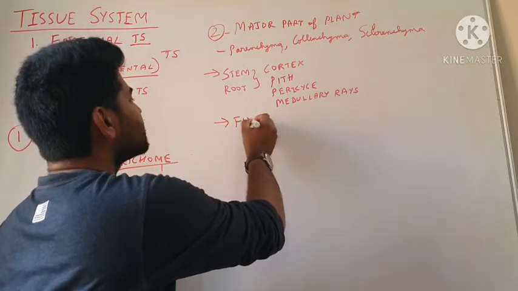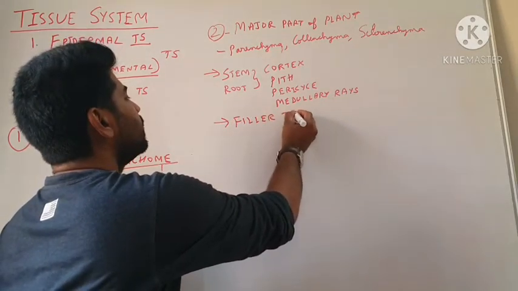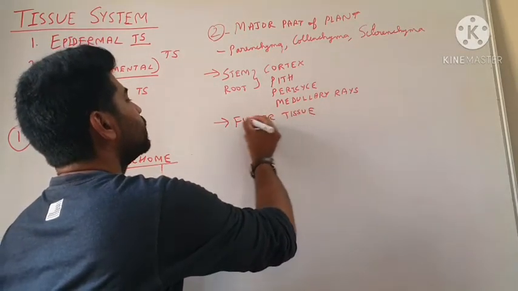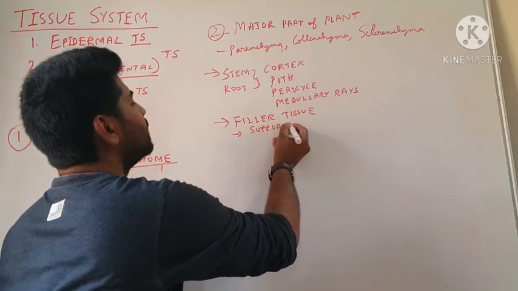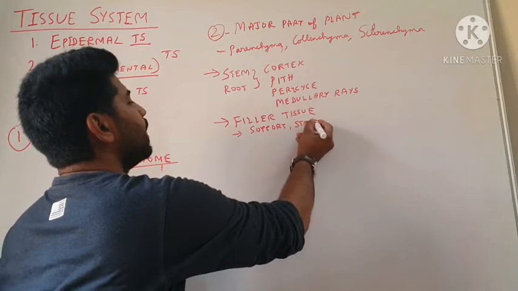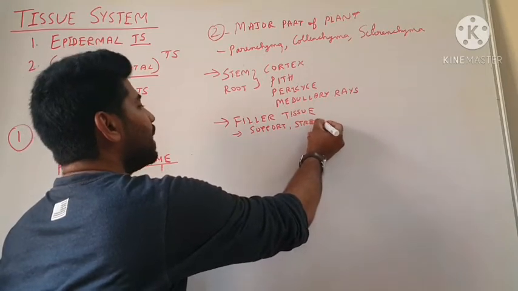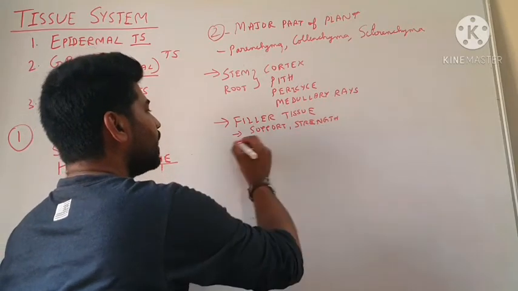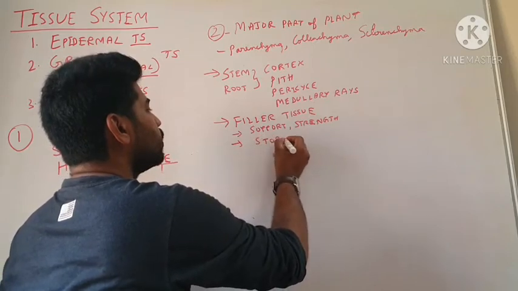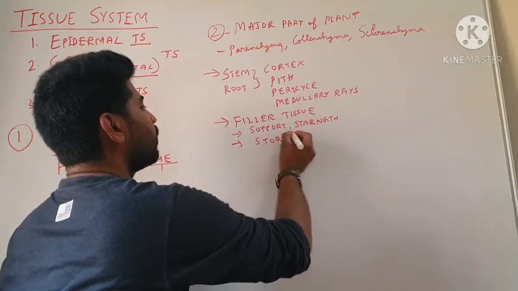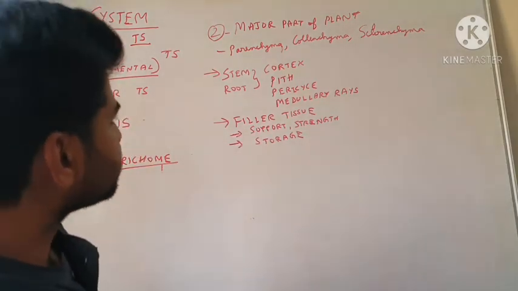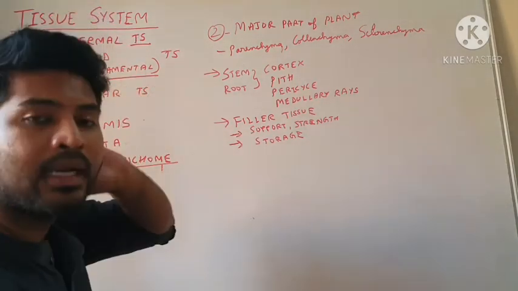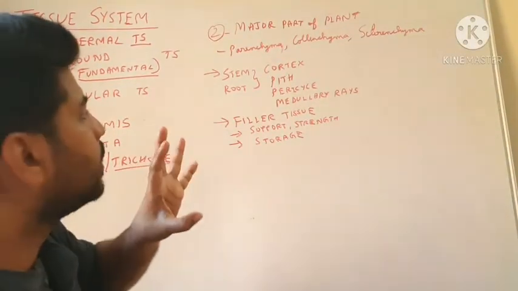So it acts as a filler tissue, providing support, mechanical strength, and being parenchymatous, they also help in storage of food and other waste substances. So that's about the second type of tissue, that is the ground tissue.